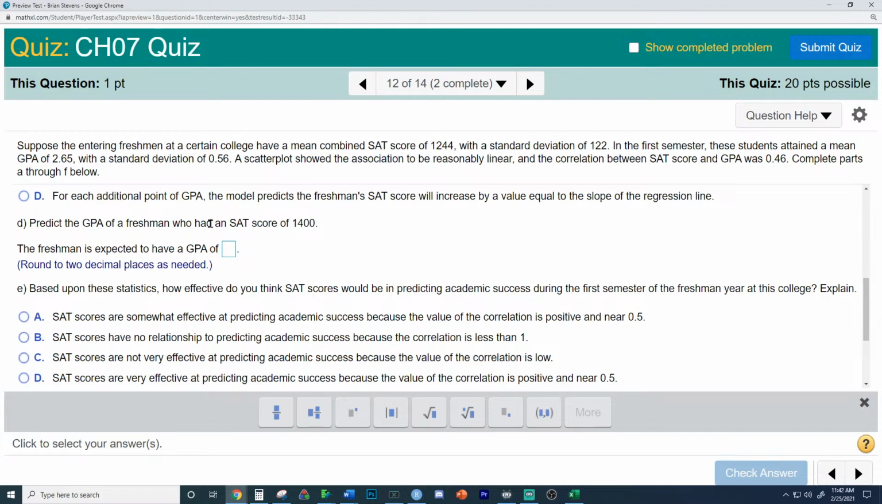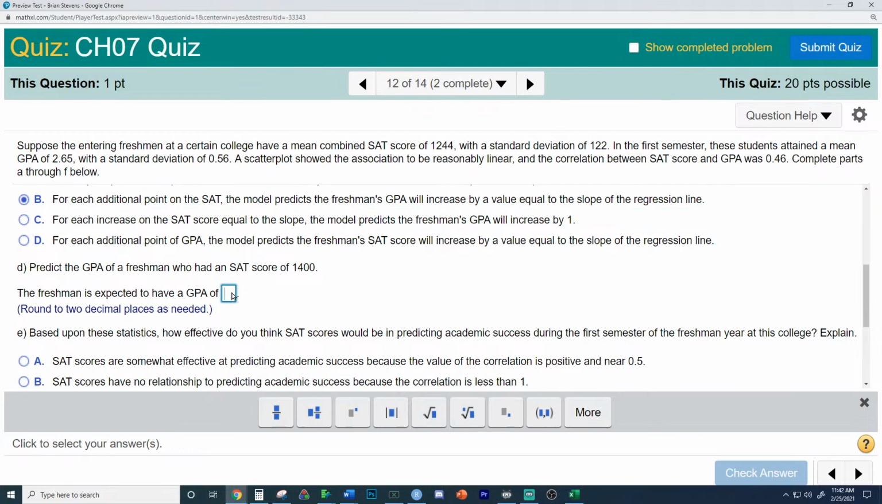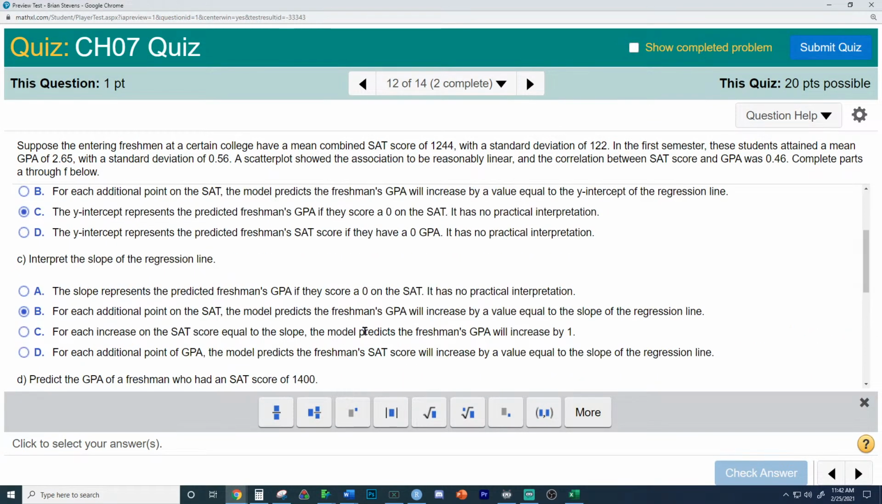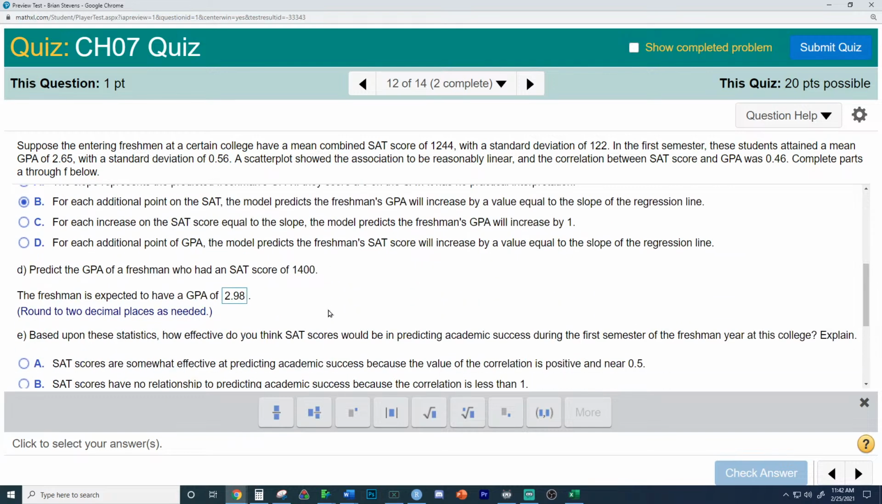Predict the GPA of a freshman who had an SAT score of 1400. Here's the great thing about the regression solver. You type 1400 right here, and it solves for the predicted value, to 2 decimals, and I think everything works properly. All we're doing is plugging 1400 in here for score, so it should solve out correctly. We're going to cross our fingers on that one.